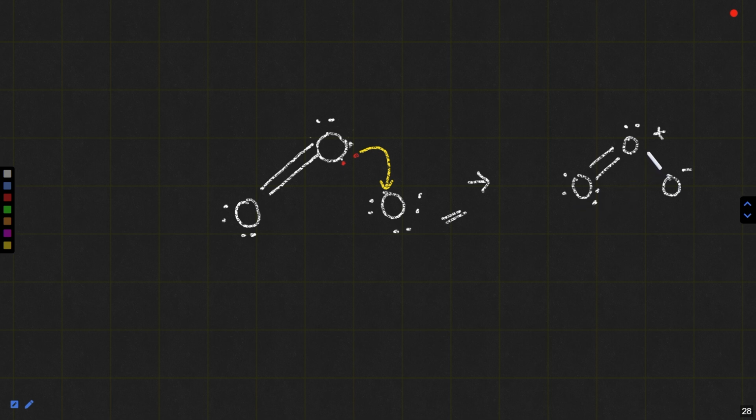Here, one red one. Let me just represent the one being transferred with green. So this green is being transferred onto here. The remaining ones are still here. Now this oxygen will make a bond. Just count the number of total electrons for each of these. 1, 2, 3, 4, 5, 6, 7 and 8. Got it? So this one has a complete octet now.